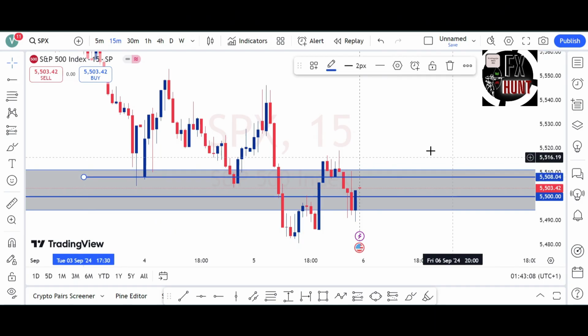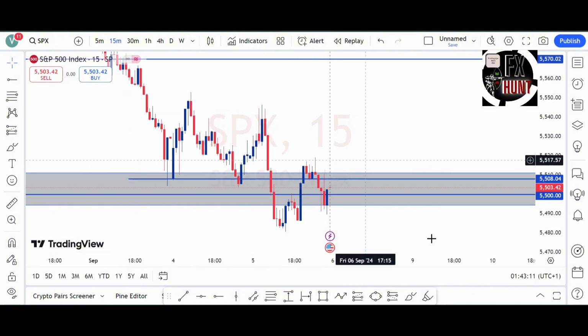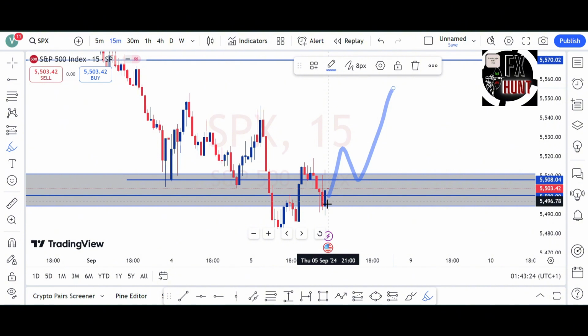What we are going to wait for now on S&P 500 is for price to break this during the New York session, give us a proper retest here, and then go upward and continue the move upward. If price does not do that, we expect a retest here on the psychological zone, and then continue upward. Both ways are still following the direction of the trend.